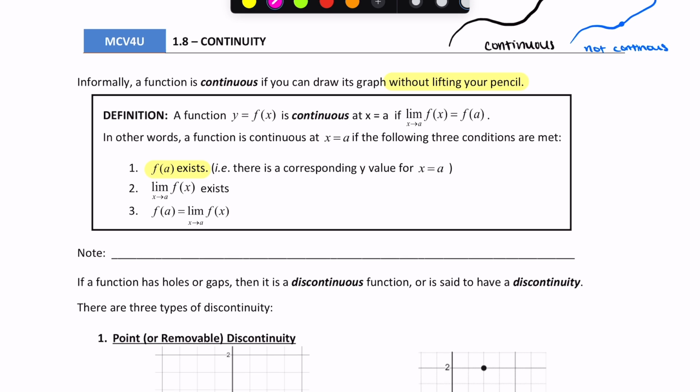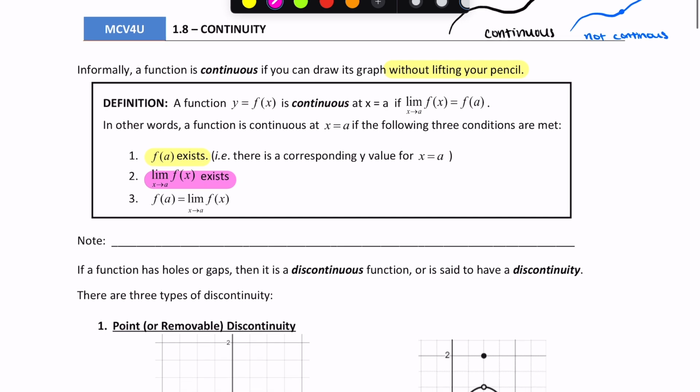Number two, the limit as x approaches a of f of x exists. And finally, the third, f of a is equal to the limit as x approaches a of f of x. So again here, the limit as x approaches a exists and equals f of a.